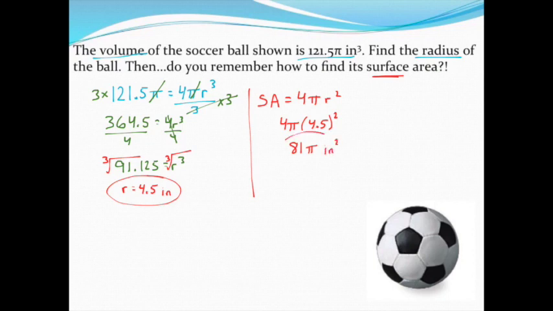So square inches, remember, for surface area. If I want the approximate surface area, just replace pi with 3.14 or whatever you use for pi. So 81, I'm going to use 3.14, gets me an approximate surface area of about 254.34 square inches.